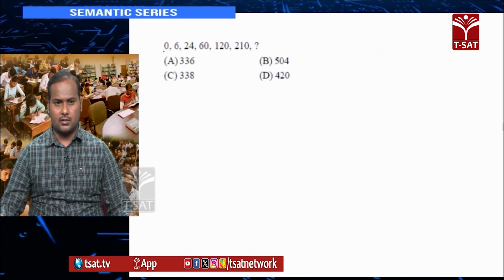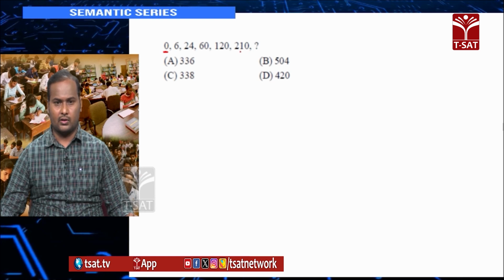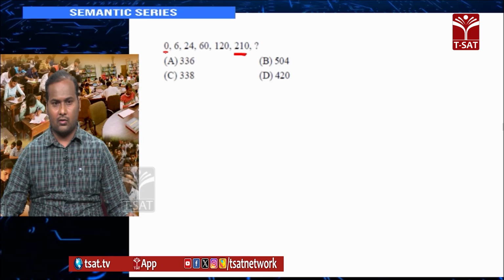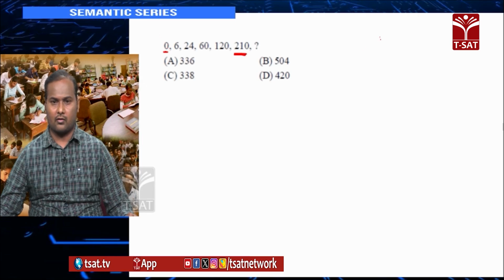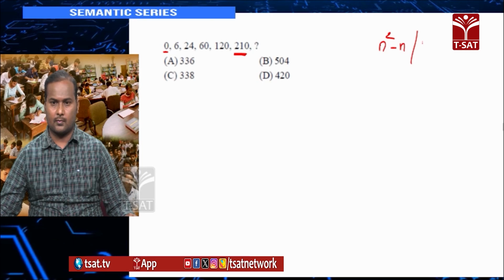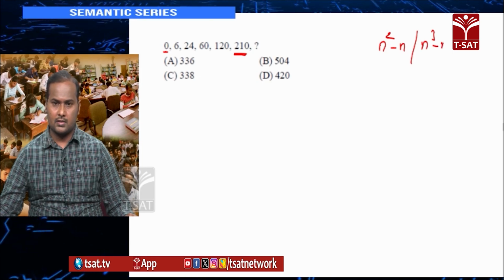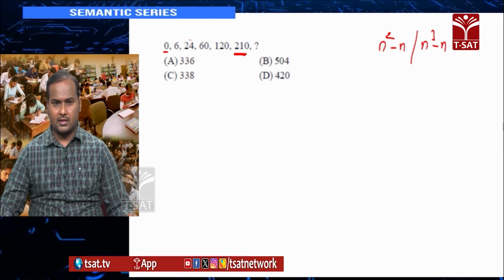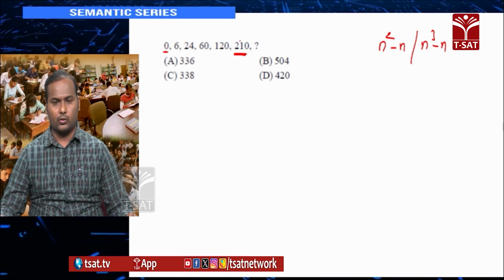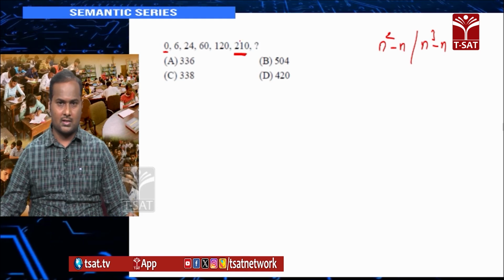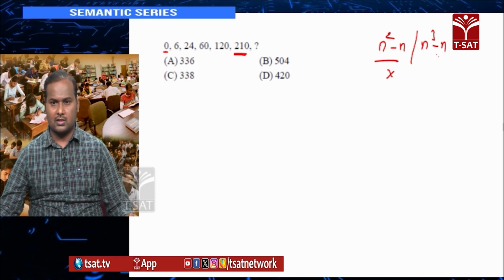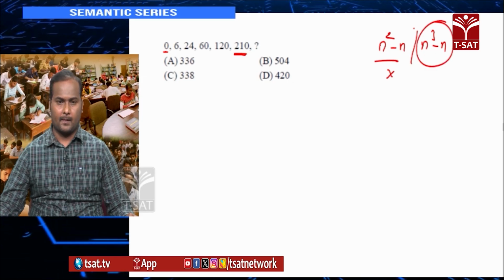See in this question, it starts with 0 and ends with 210. Increase is a huge increase. And I also said that whenever the question is starting with 0, the format will be generally n square minus n or n cube minus n. But in this case, see the numbers 0, 6, 24, 60, 120, 210. It is increasing quite drastically. So I can't take n square minus n. So obviously I will go with n cube minus n.